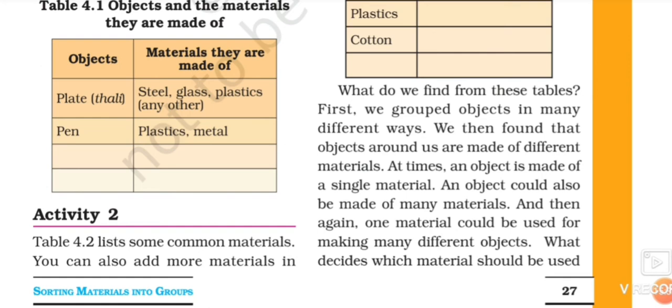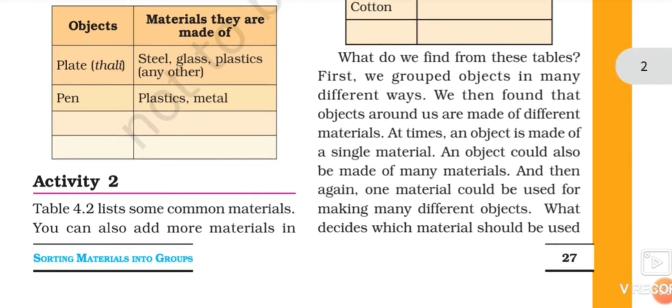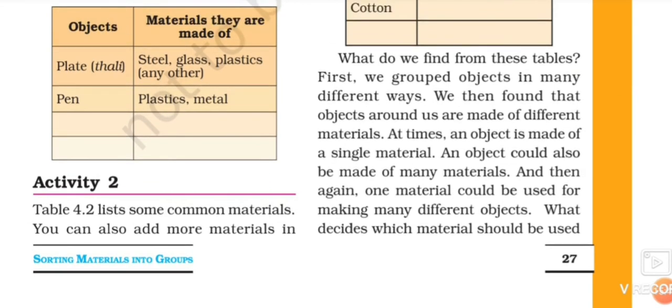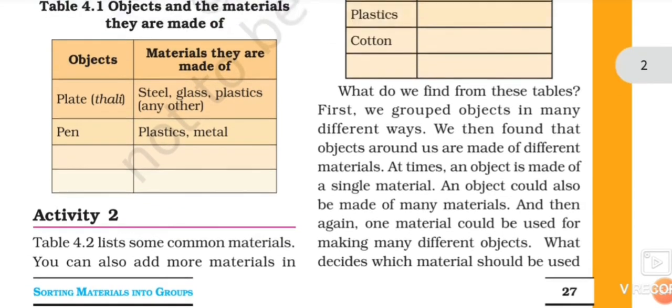Chair, wood, plastic, iron. Cupboard nearby, which can be made up of wood or iron. Blackboard is made up of wood and cement. Compass box, it is made up of iron or plastic. Bottles can be made up of glass, steel, ceramic, aluminium, plastic, so many things. Books are made up of paper.